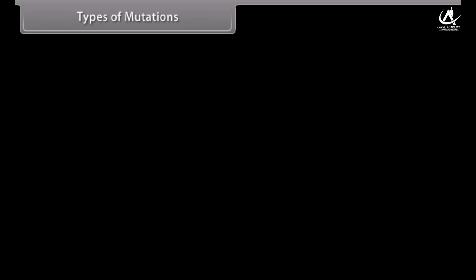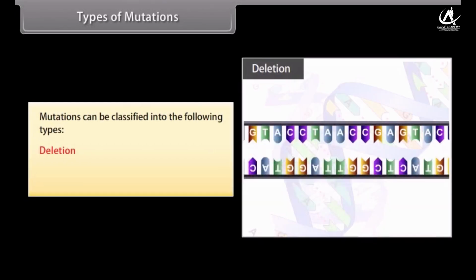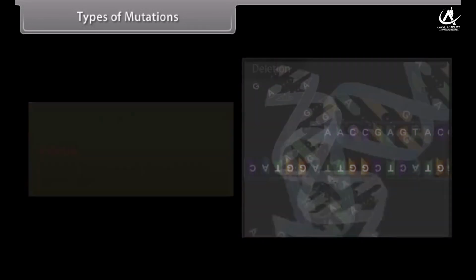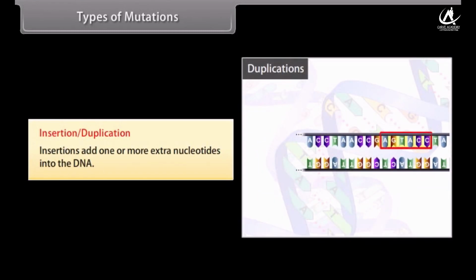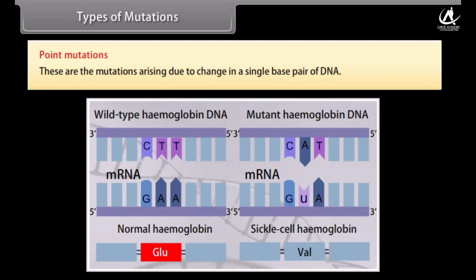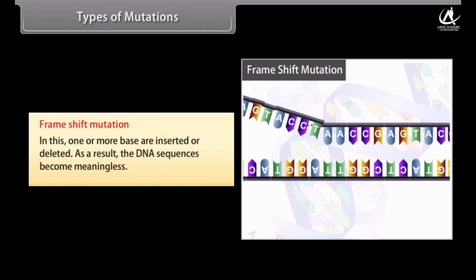Types of mutations. Mutations can be classified into the following types. Deletion: deletions remove one or more nucleotides from the DNA. Insertion or duplication: insertions add one or more extra nucleotides into the DNA. Point mutations: these are mutations arising due to the change in a single base pair of DNA. Frame shift mutation: in this, one or more bases are inserted or deleted. As a result, the DNA sequences become meaningless.